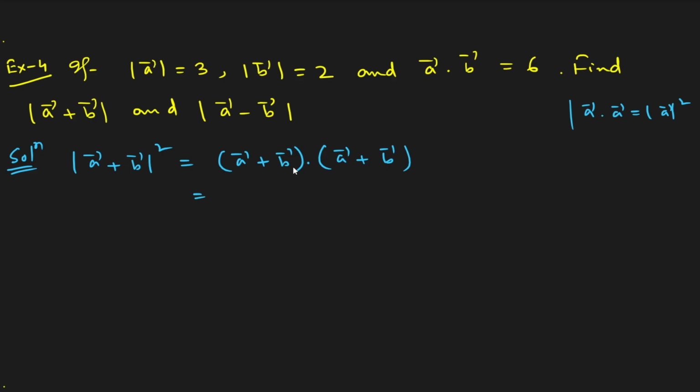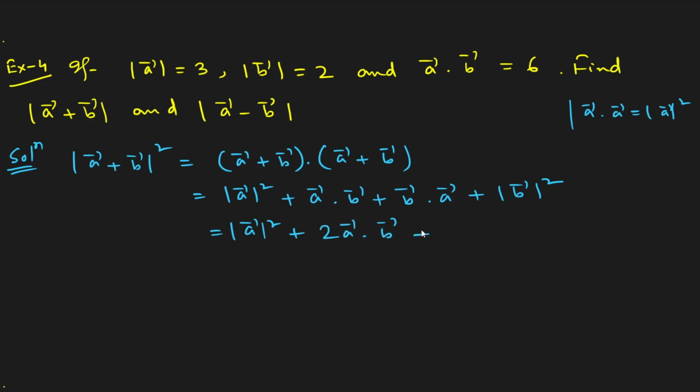So first is a dot a, and a dot a is mod a whole square. Then next is a dot b, plus b dot a, and then b dot b is modulus b whole square. So it's a bar square. A dot b and b dot a are the same because the dot product is commutative, so you can write 2 a bar dot b bar, and then finally mod b whole square. I'm showing how it is coming, so you can write it directly like a square plus twice a b plus b square.